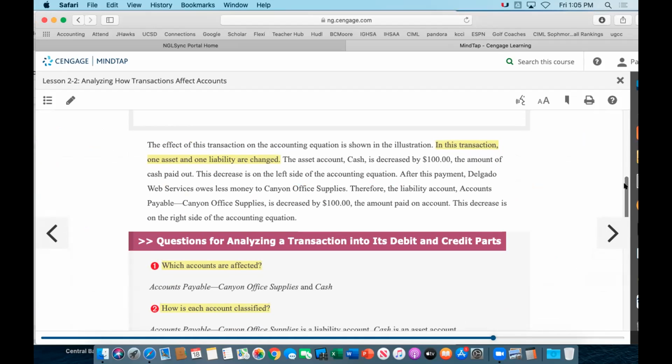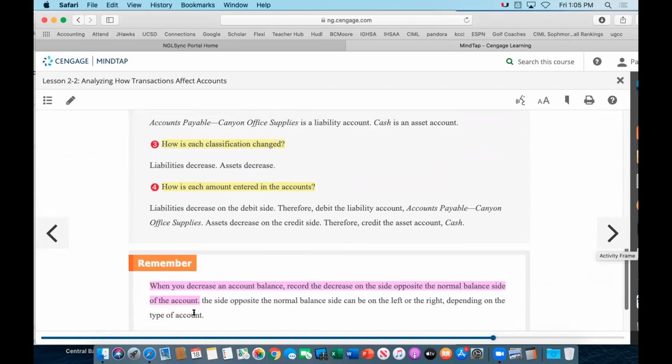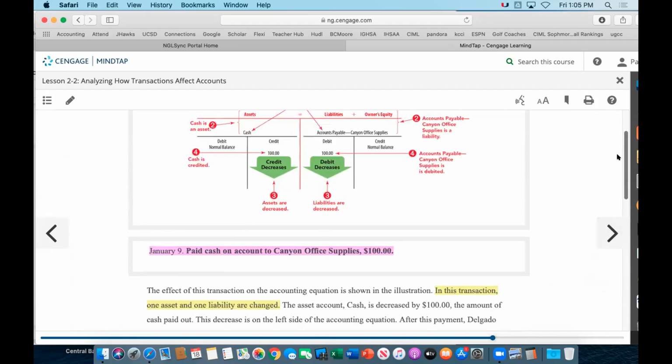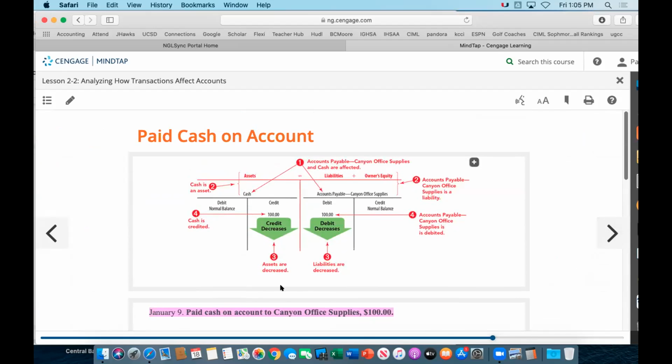This is all describing the same thing. You record a decrease on the opposite side. When we do this, we write down the debit first. So accounts payable, our bill is going down because we paid. What else is going down? Cash, because we paid. Okay, that's section 2.1.